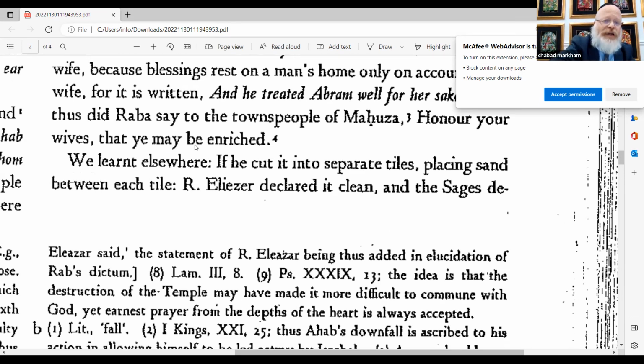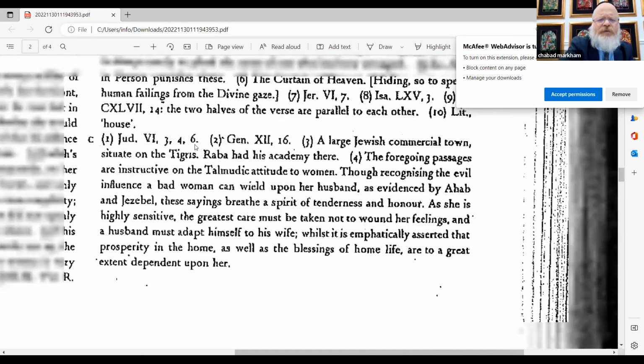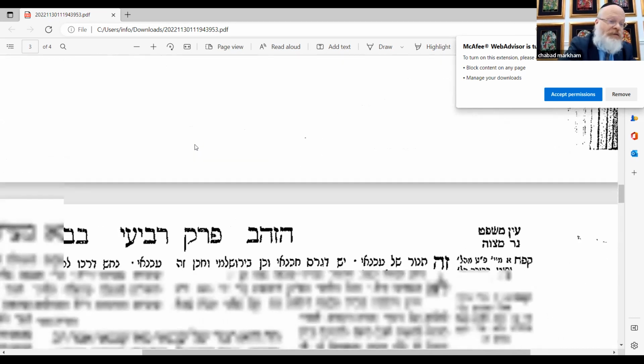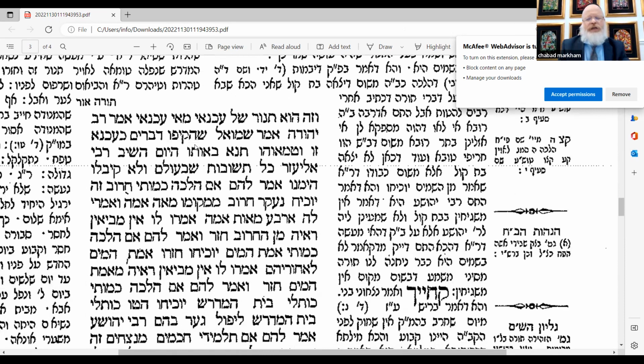Okay, now we're going to the next page. I really did this whole thing here for you just to get the first page. The main page is the next page. And that's 59B.